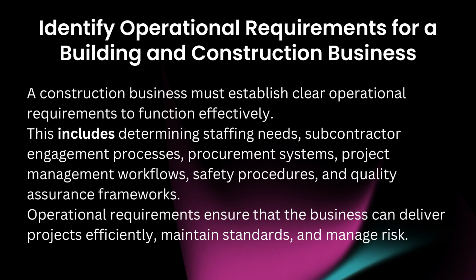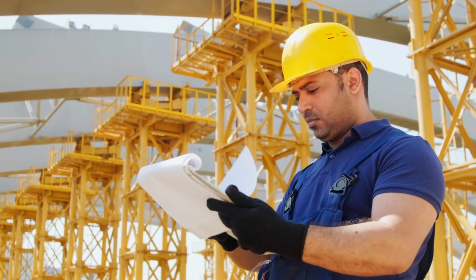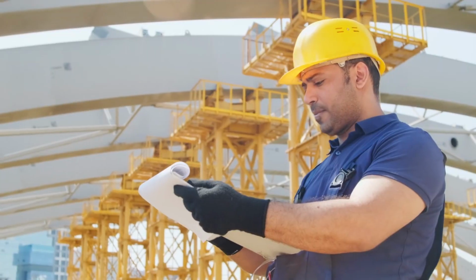Identify operational requirements for a building and construction business. A construction business must establish clear operational requirements to function effectively. This includes determining staffing needs, subcontractor engagement processes, procurement systems, project management workflows, safety procedures, and quality assurance frameworks. Operational requirements ensure that the business can deliver projects efficiently, maintain standards, and manage risk. For example, the business must develop schedules for project delivery, assign supervisors, identify equipment needs, implement communication systems, and coordinate material deliveries.